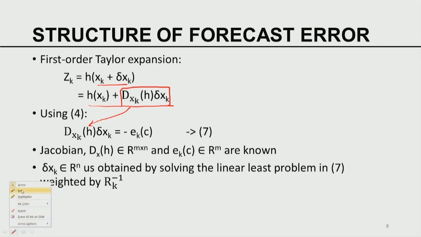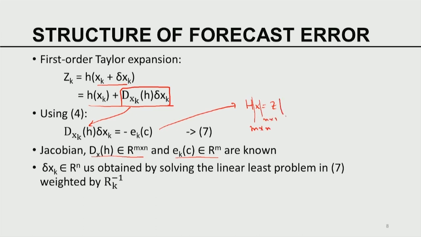The Jacobian, as you know, is a matrix of size m by n. E k c is a vector of size m. So you can think of this like h of x is equal to z, where h is an m by n matrix, x is n by 1, and z is m by 1, that we saw in our lectures on static problems. So you can see x is replaced by delta xk, h is replaced by the Jacobian of h, and z is replaced by minus ek. Once you make this correspondence between the static problem and this problem, our job is to find delta xk such that it satisfies this equation.